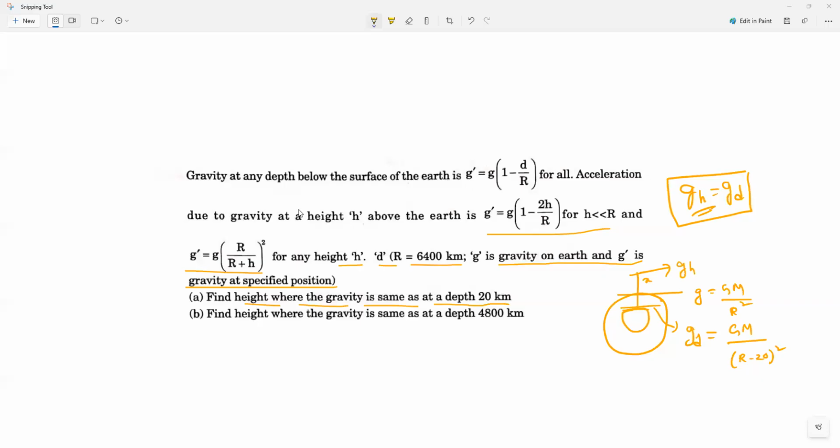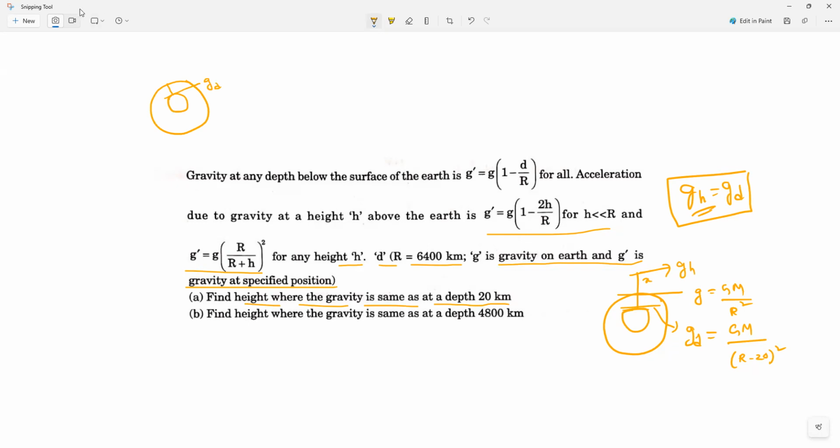Everyone, if you understand this question, what they are asking. You are in doubt, sir. Earth. Yes, you are on Earth. You traveled 20 kilometers depth inside the Earth. So definitely there will be some g value at this depth. Am I right?